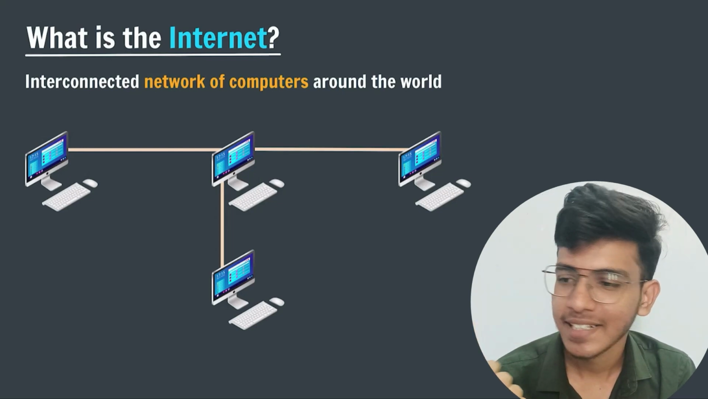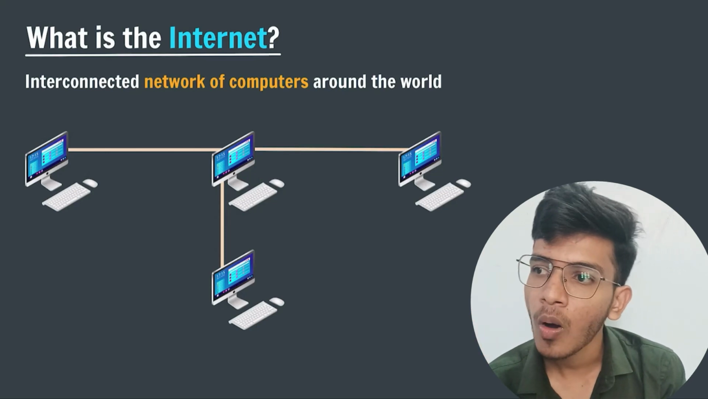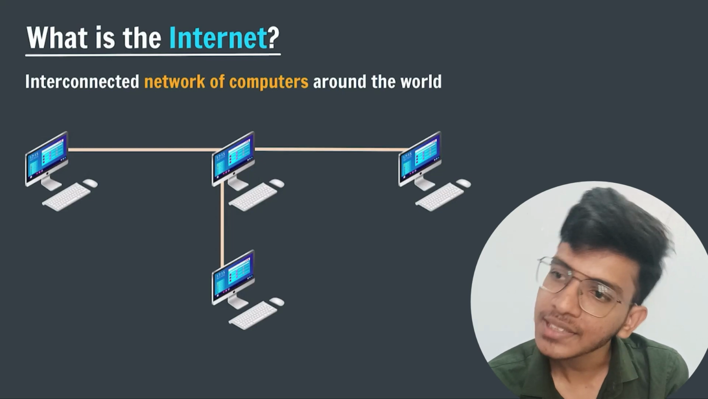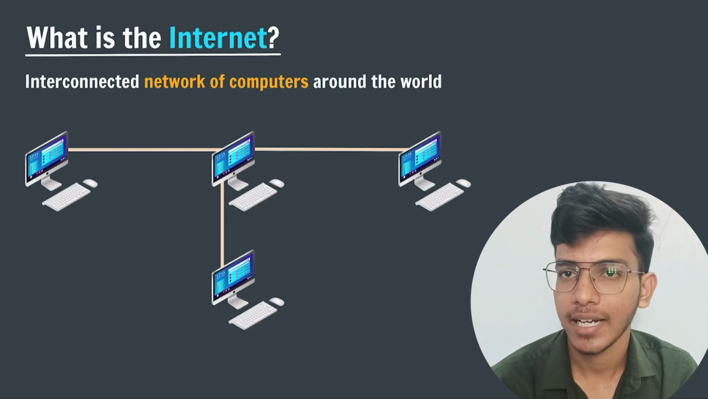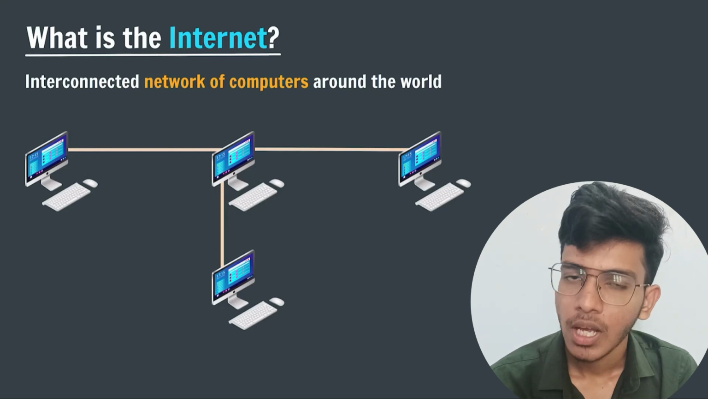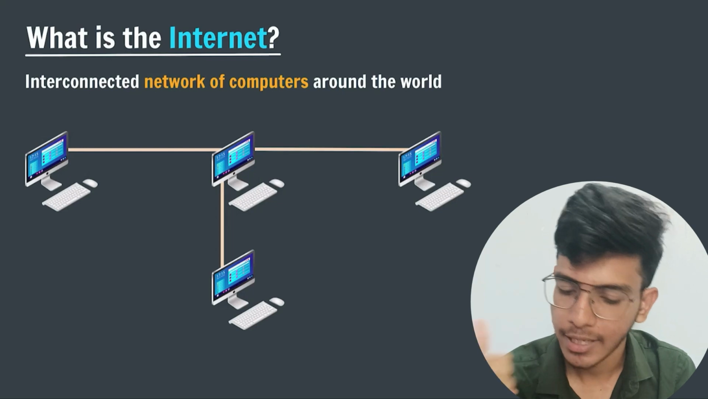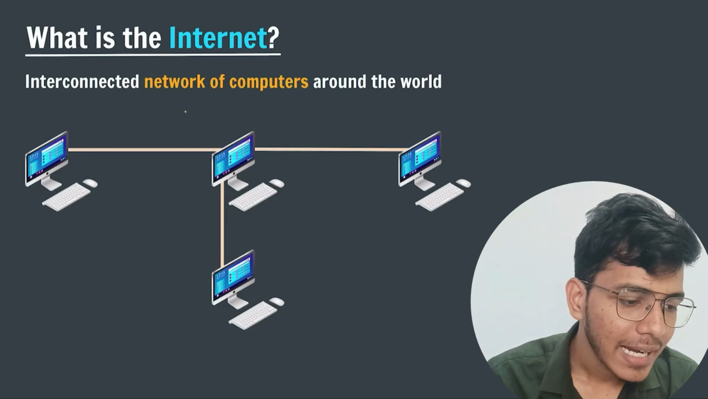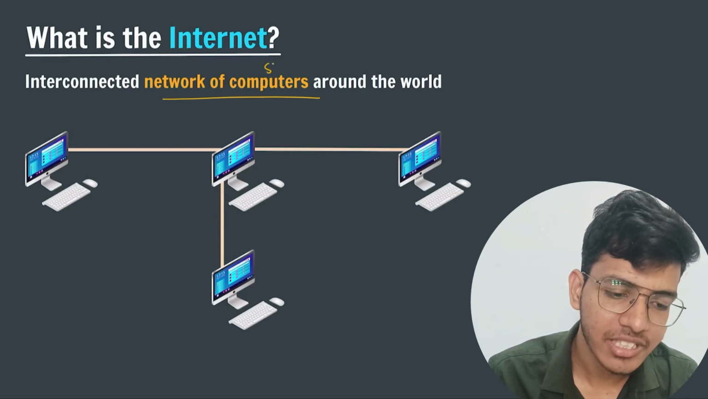We are using Instagram, Facebook, WhatsApp, LinkedIn, Google, all those kinds of things, and all these technologies, all these apps and companies are a part of the internet. It is really important to understand what the internet is. The internet is nothing but an interconnected network of computers, or you can call them systems.